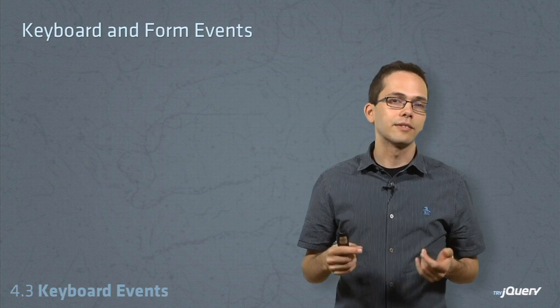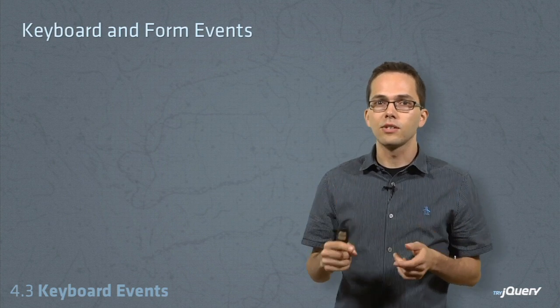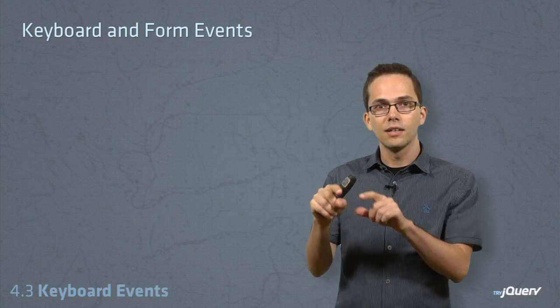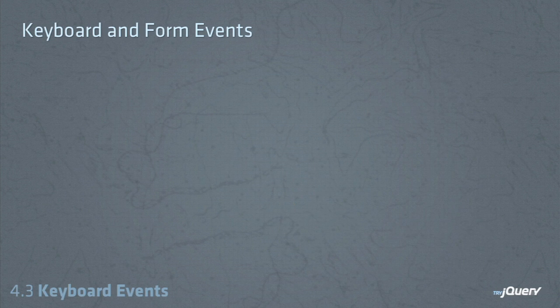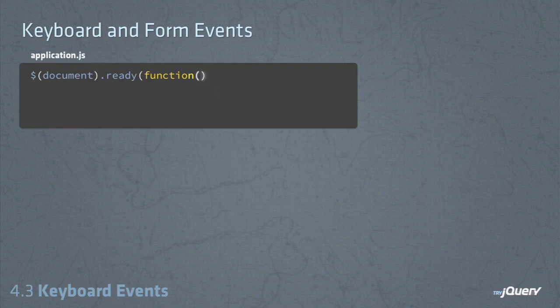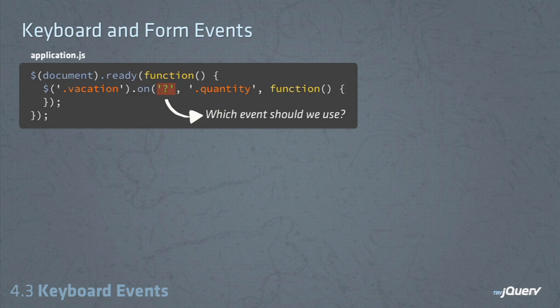Obviously, we need to be listening for some sort of keyboard event so that when somebody types a key, we get that quantity and we calculate the total price. So here we can listen on the quantity, but what is going to be the event we're listening for?